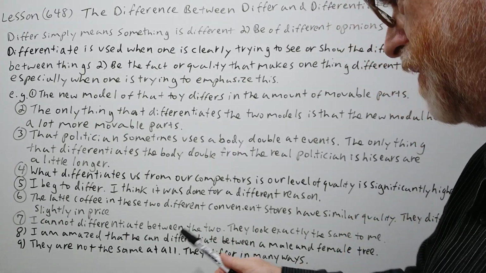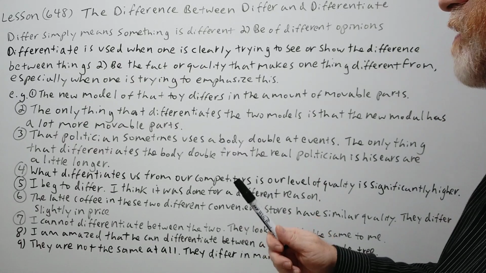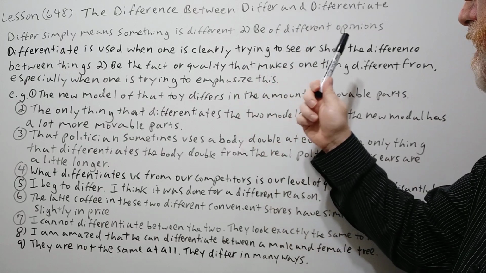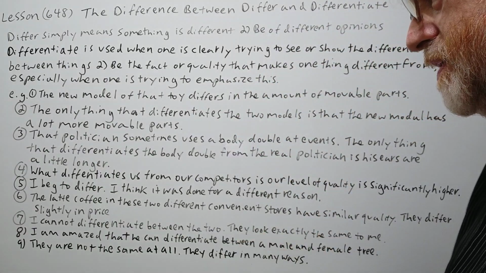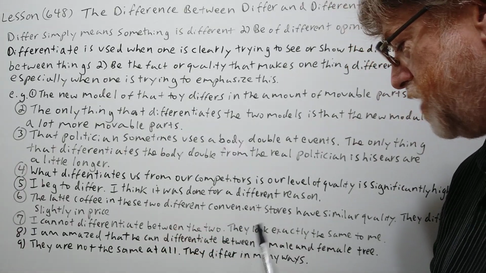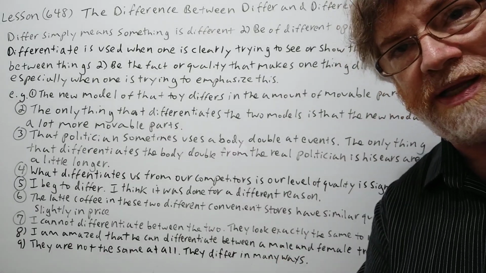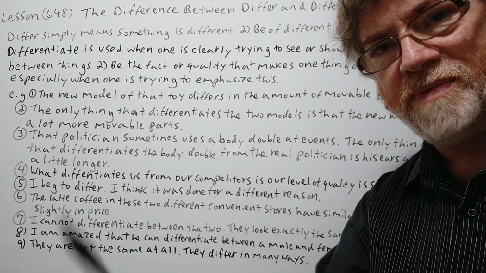All right, let's continue. They look exactly the same to me. So again, that was like with the second one, when you're trying to show or see the difference between the two. Let's continue. All right, I'm amazed that he can differentiate between a male and female tree. And maybe somebody knows them very well and he could tell the difference. I used to have a friend that would say that, well, that's a male tree, that's a female tree.